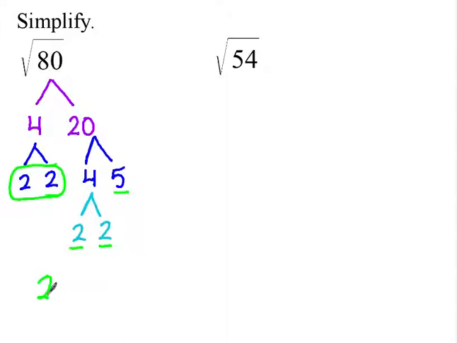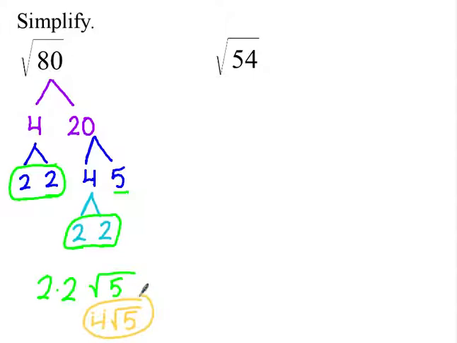Do I have any other pairs? I have another pair of 2's. So I'm going to take that 2 out. Do I have any other pairs? No. So then what I'm going to do is write my square root sign and whatever is left on the inside. What's left on the inside? 5. So now my final answer, I'm going to take 2 times 2, which is 4 root 5. And that is what root 80 simplifies to be. Now real quick, when I take a pair out, I only take one of the pair.